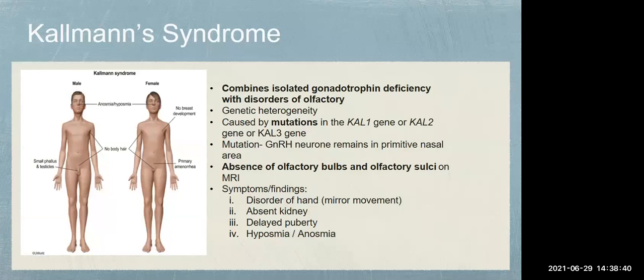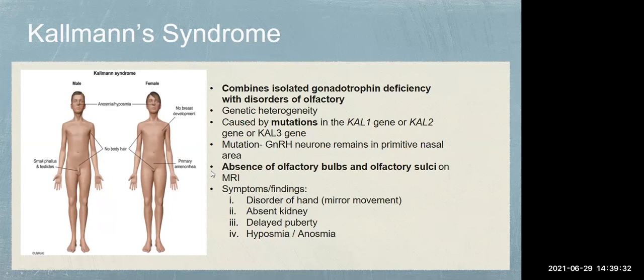Next. Okay, so for Kallmann syndrome, as I mentioned before, it is a combination of isolated gonadotropin deficiency with disorder of olfactory. It has genetic heterogeneity, caused by mutation in the KAL1, KAL2 or KAL3 gene. The mutation causes a failure of neuron migration in the primitive nasal area. When we do an MRI, we can see absence of olfactory bulbs and olfactory sulci. The findings we can see include mirror movement of the hands, where one hand moves and the other hand mirrors the movement, as well as kidney dysgenesis, delayed puberty, and hyposmia and anosmia due to the olfactory disorder.